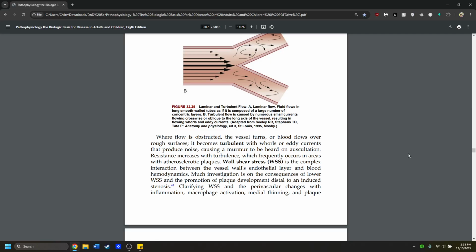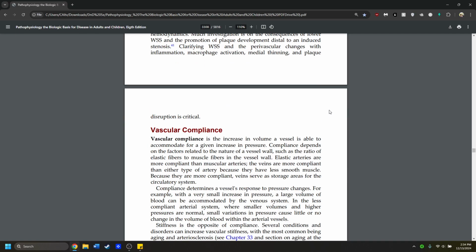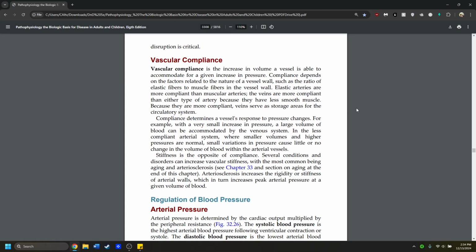The wall shear stress is the complex interaction between the vessel wall's endothelial layer and blood hemodynamics. Much investigation is on the consequences of lower wall shear stress and the promotion of plaque development distal to the induced stenosis. Classifying wall shear stress and the perivascular changes with inflammation, macrophage activity, medial thinning, and plaque disruption is critical.